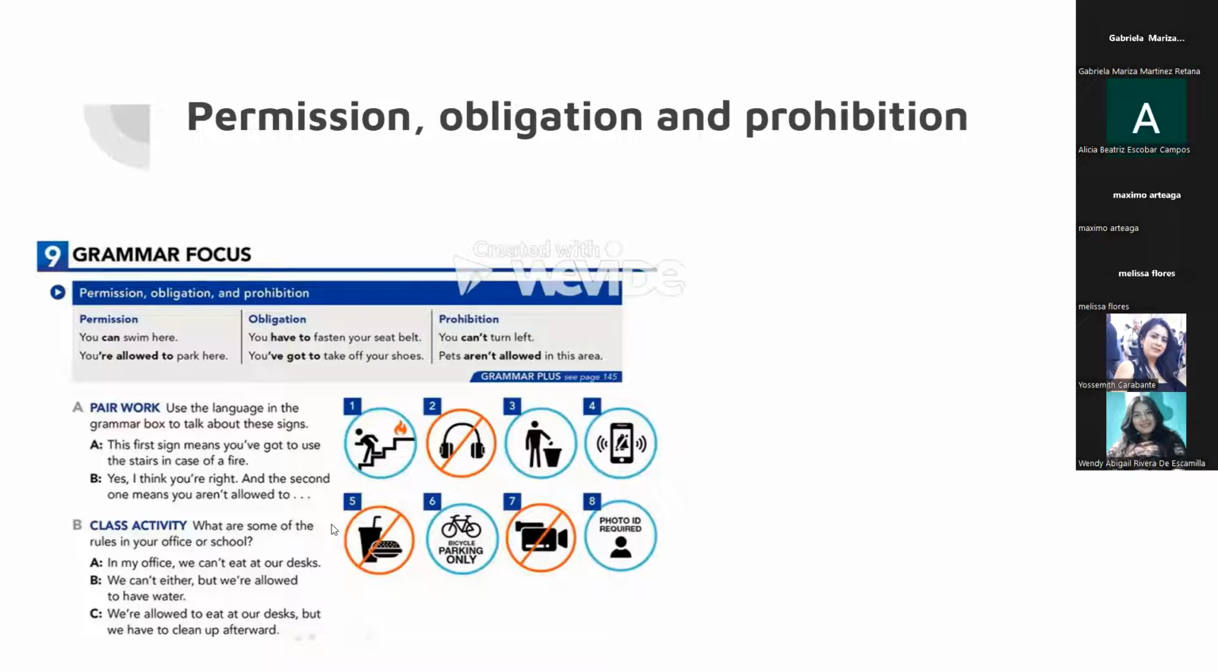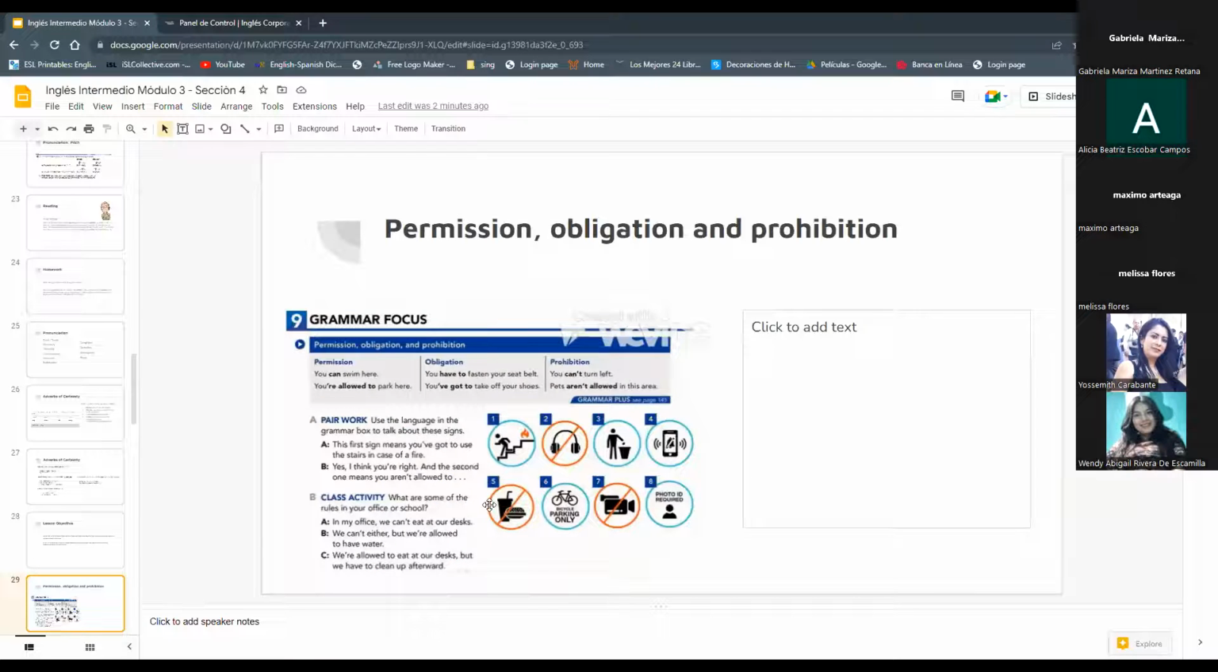Let's see here. It says permission, right? I will make it a little bit bigger. Let me see.